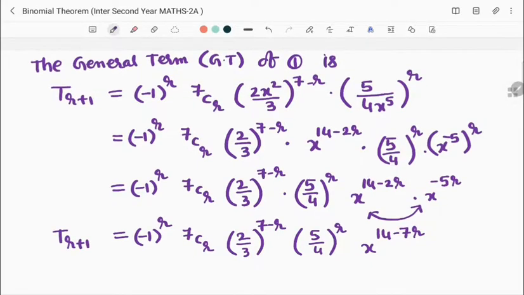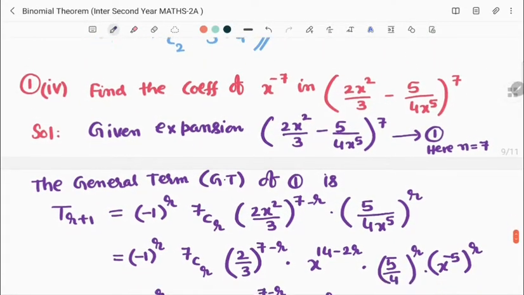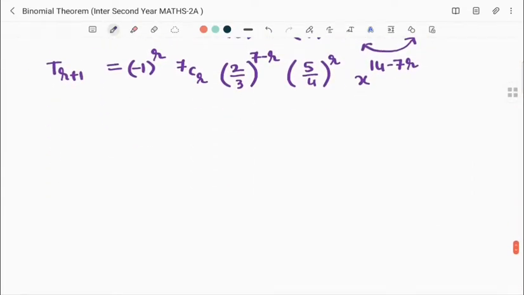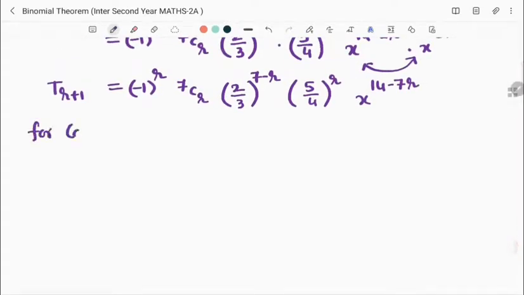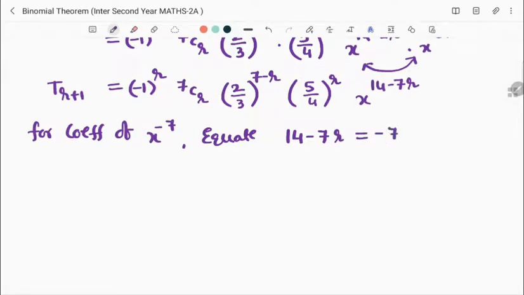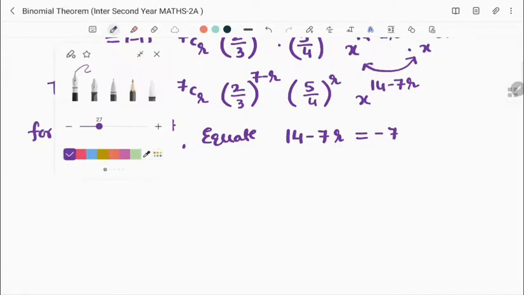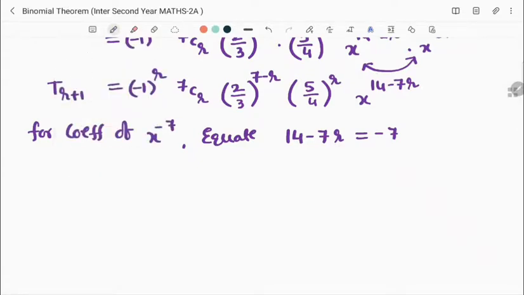But they are asking the coefficient of x power minus 7 in the expansion. So for coefficient of x power minus 7, equate 14 minus 7r is equal to minus 7. So here x power, here also x power. We are equating the powers. That is the meaning of equating. I hope everyone understands.